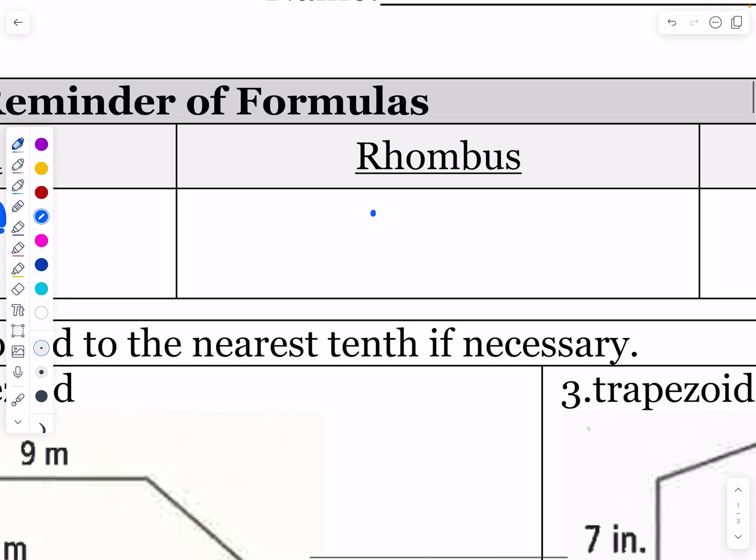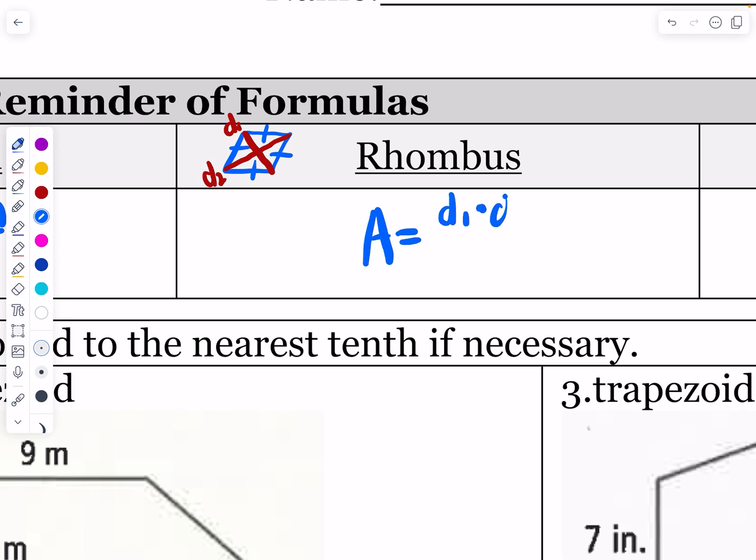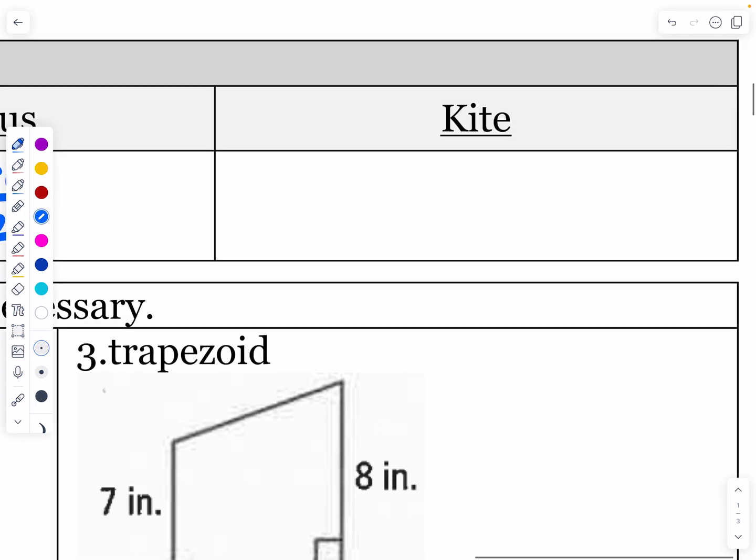What is it for a rhombus? A rhombus is a four-sided figure where all four sides are the same. In that four-sided figure, you have two diagonals, diagonal 1 and diagonal 2, and they're not necessarily the same length. For the area, you multiply those diagonals times each other. You find the product of the diagonals and divide by 2. So D1 times D2 divided by 2, and it's actually the exact same for a kite.